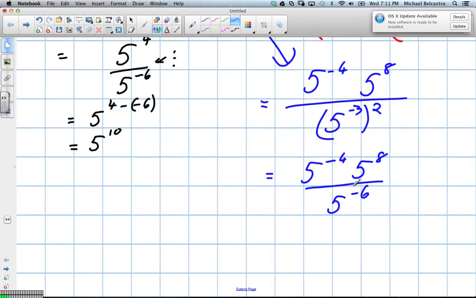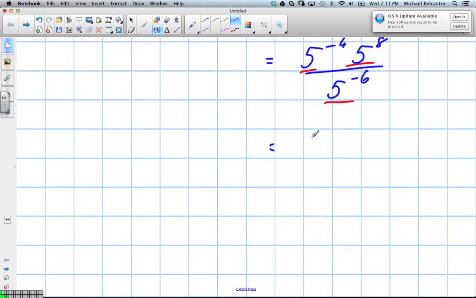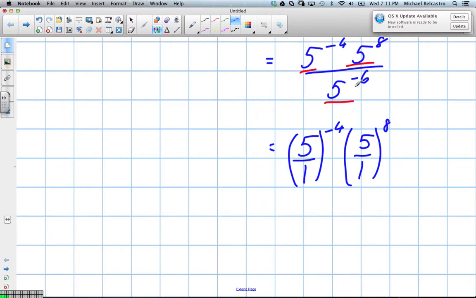You can actually think of each of these as being separate multiplication questions. There are technically like 3 terms all being multiplied by each other. And I'm going to show you how you can kind of break this up, these 3 terms. Now you don't have to do it this way, but it'll give you a better understanding of when you have division of several numbers. Okay, 5 to the power of negative 4 there, we can write as a fraction. It would be 5 over 1 to the power of negative 4. Okay, 5 to the power of 8 would be 5 over 1 to the power of positive 8, sorry, not negative 8. And the third one would actually be the reverse. It would be 1 over 5 to the power of negative 6.